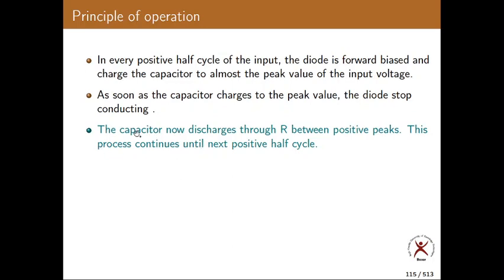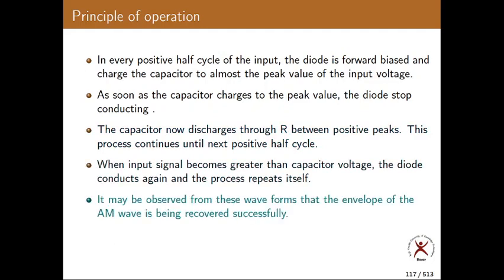So now the capacitor discharges. This process continues in the next half cycle also. So it repeats. During the positive half cycle the capacitor will be charged, and during the negative half cycle it will discharge. This process repeats for each and every cycle. So finally, your envelope will be recovered successfully.